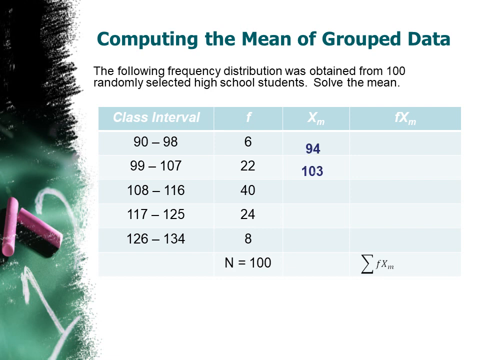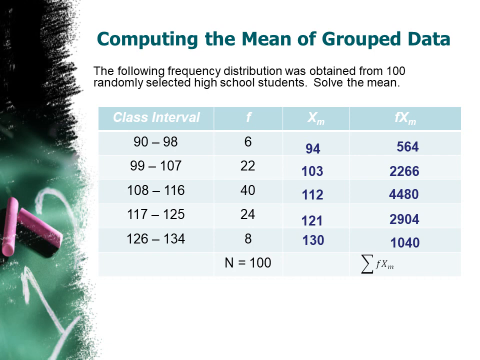So we have 94 for the first interval, 103 for the second one, and so on and so forth. Since we have f times x sub m, we have to multiply each of these. So we have 1, 2, 3, 4, 5 rows, so we have to fill in 5 rows. 6 times 94, we have 564, and so on and so forth. So again, that's the product of frequency and class mark.